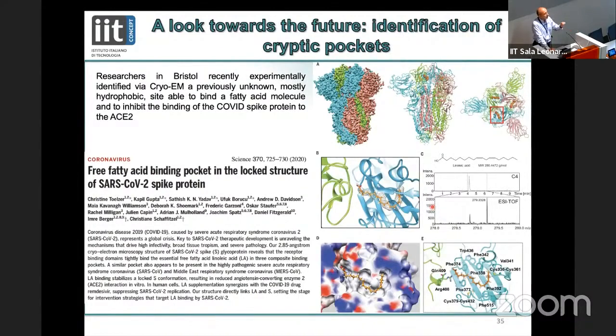And the nice thing of this approach is that you can do it very gradually. You don't have to force your system too much. The application we tried was, during COVID, there was this paper from a group of Bristol where they actually crystallized the spike, the RBD of the spike protein, with a fatty acid in a binding site that was not known beforehand, and they knew only because they crystallized with this most hydrophobic molecule.